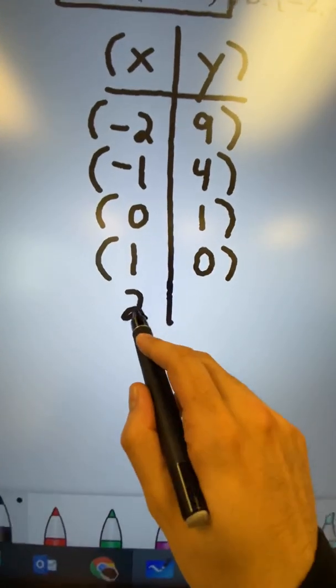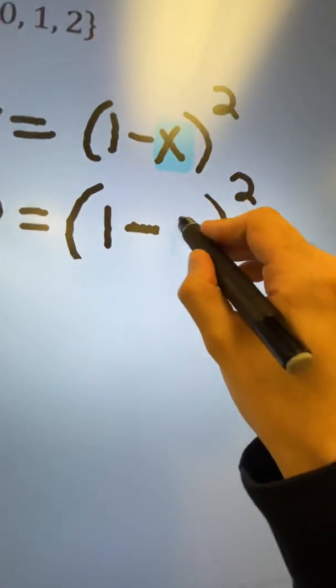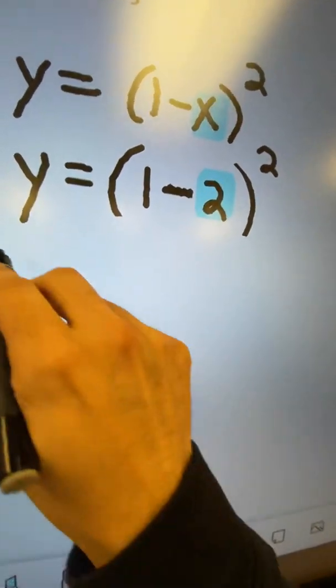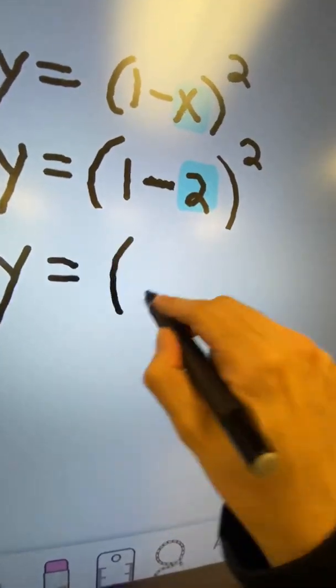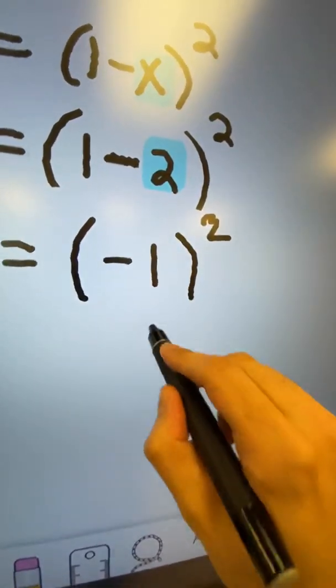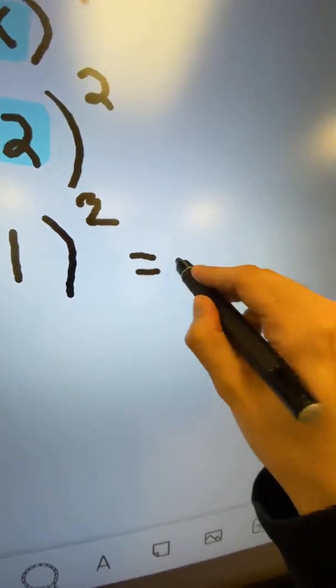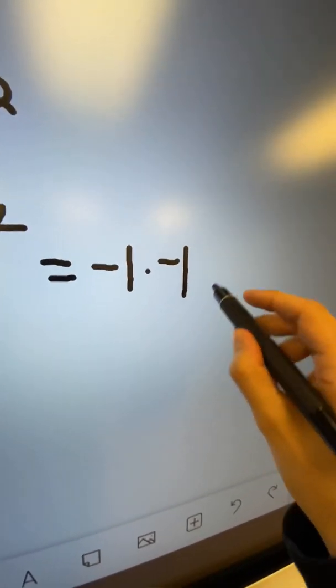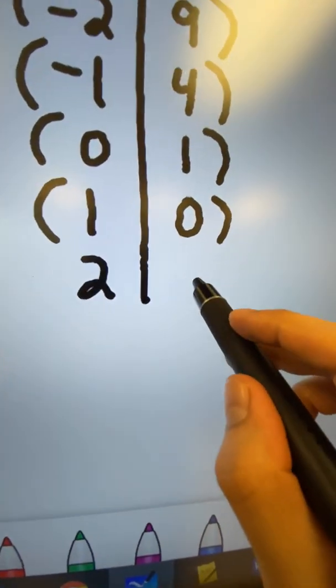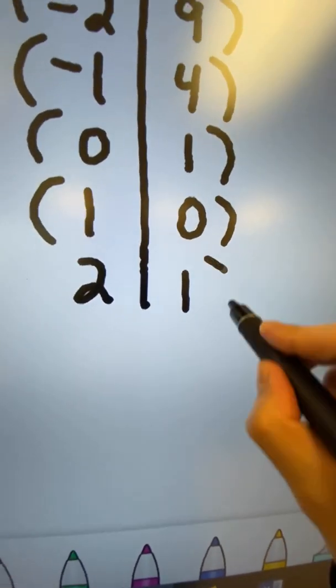And then the last one is when x is 2. So I'll replace x with the number 2. Notice that that's what replaces my x. Y equals, do parentheses first because that's the order of operations. We get 1 minus 2 is -1. -1 to the second power means -1 times -1, which is equal to +1. So my output when x is 2 is 1. And then that's the final point.